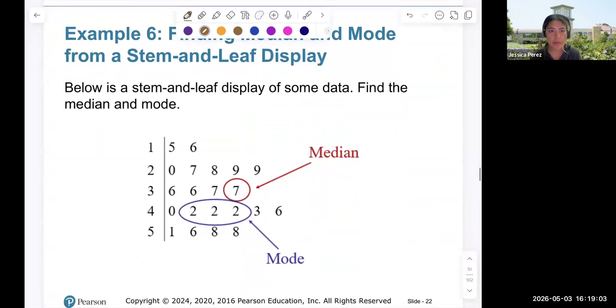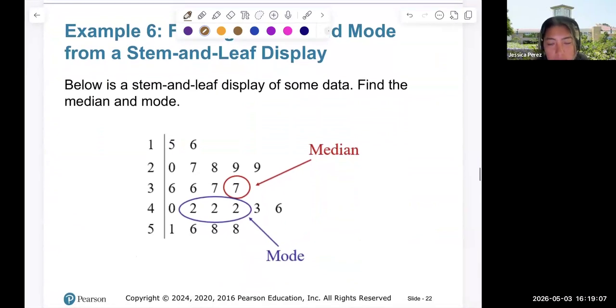So here's the example. Below is the stem and leaf of some data. Find the median and the mode. The mode shows up the most: 42, 42, 42. That shows up 3 times. And then the median, again, you have to count. So it's 1, 2, 3, 4, 5, 6, 7, 8, 9, 10, 11, 12, 13, 14, 15, 16, 17, 18, 19, 20, 21. So n is 21.